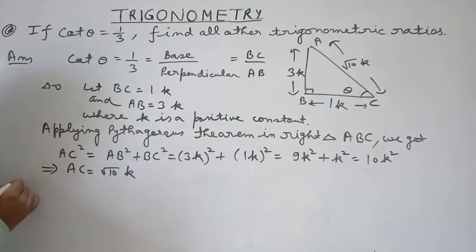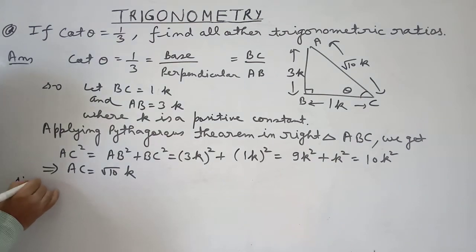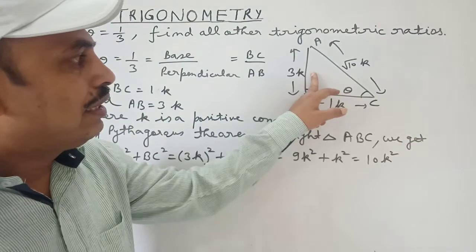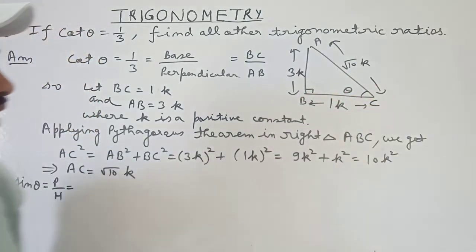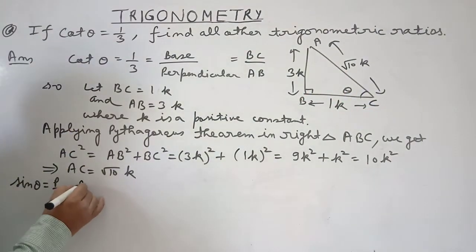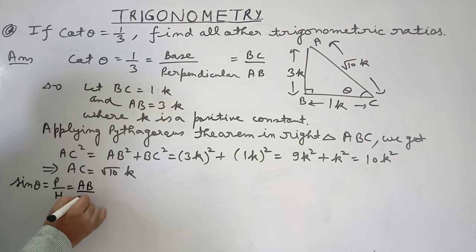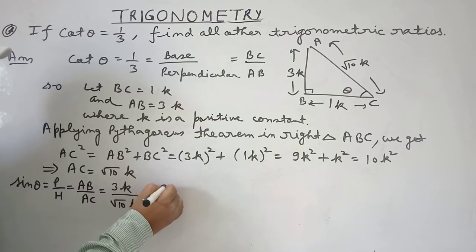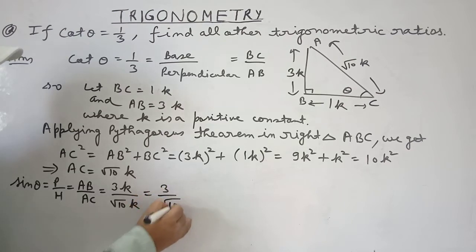First, sin theta. Sin theta is perpendicular upon hypotenuse. For this, perpendicular is AB and hypotenuse is AC. AB upon AC. What is AB? 3K. What is AC? Root 10K. K will cancel K. So 3 upon root 10.